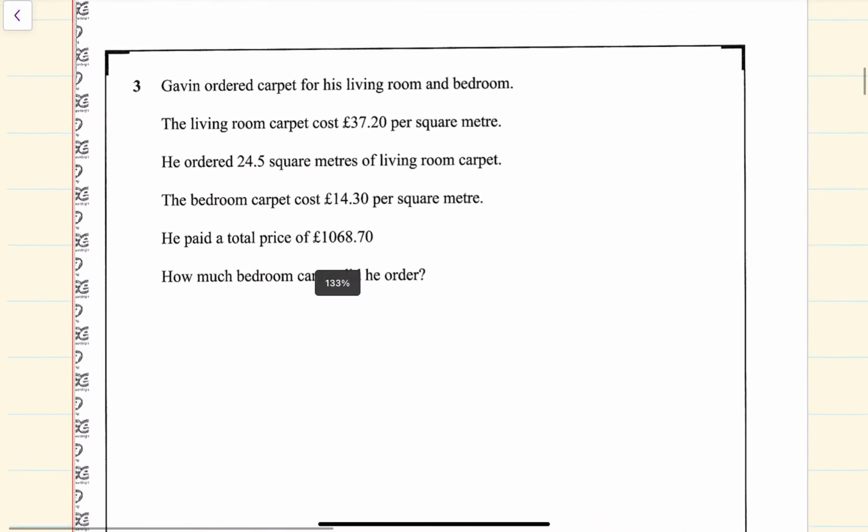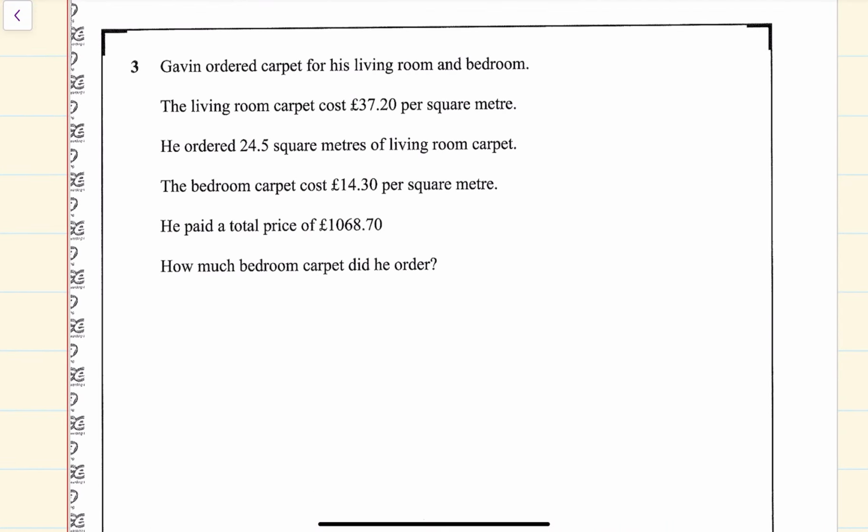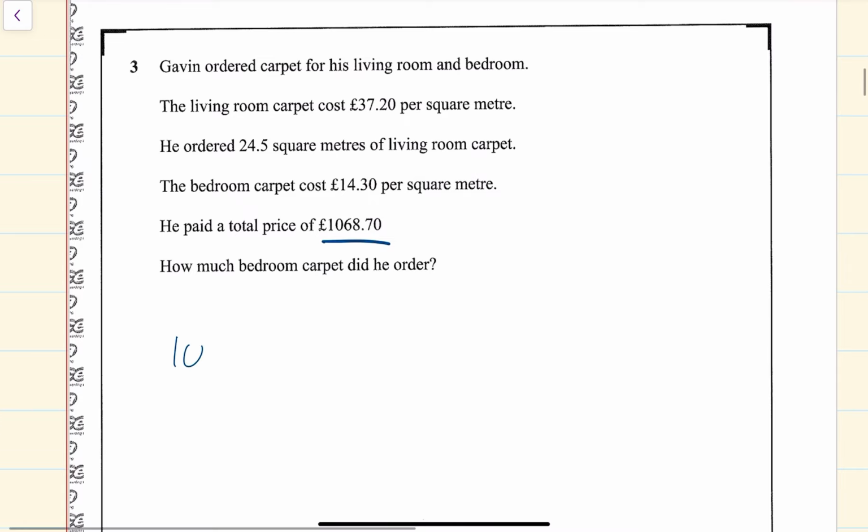Okay. Next one says Gavin ordered carpet for his living room and bedroom. The living room carpet costs £37.20 per square metre. He orders 24.5 square metres of living room carpet. The bedroom carpet costs £14.30 per square metre. He paid a total price of this. How much bedroom carpet did he order? Okay, so his total cost is £1,068 and 70 pence.